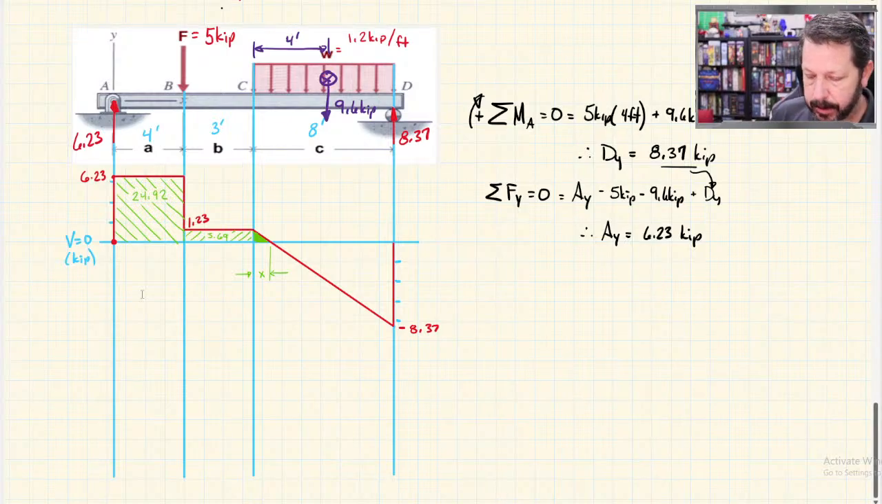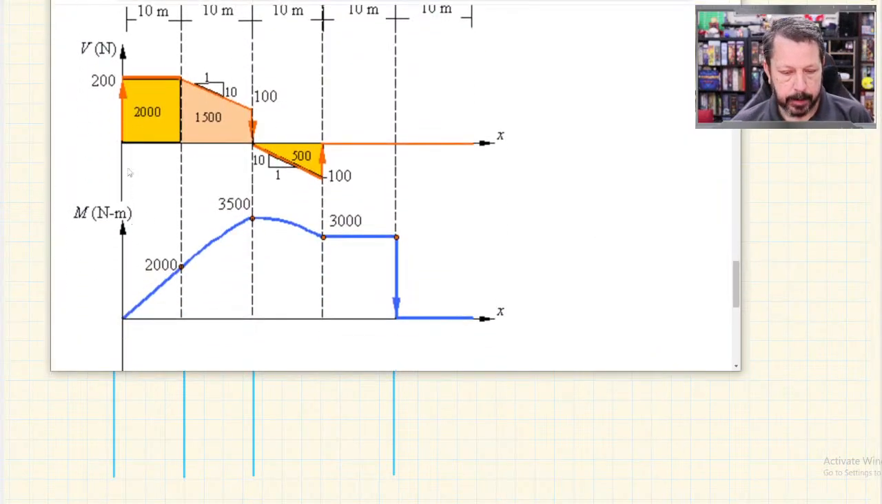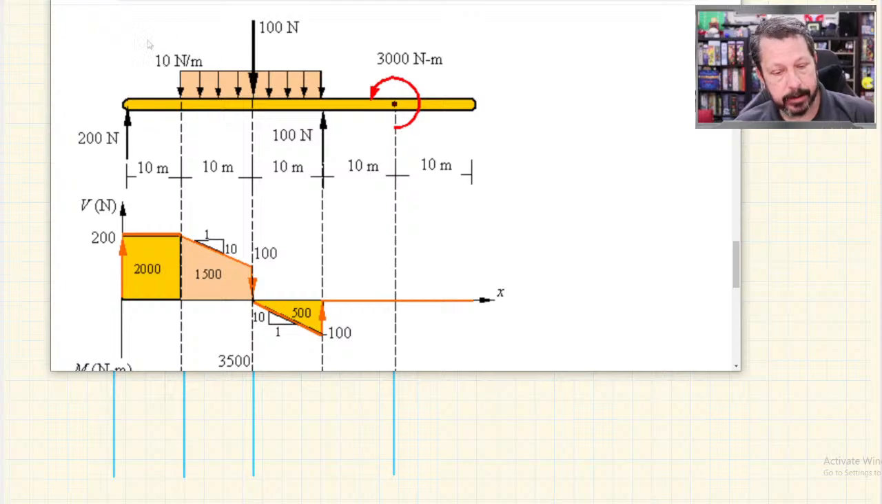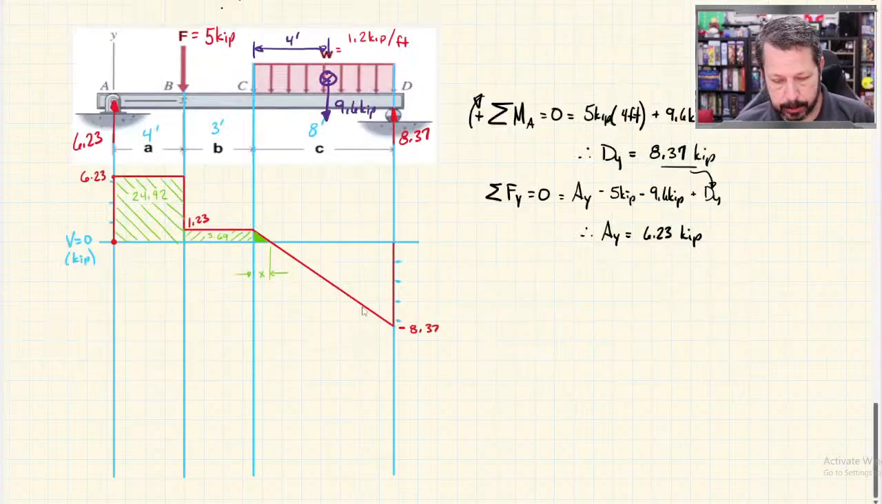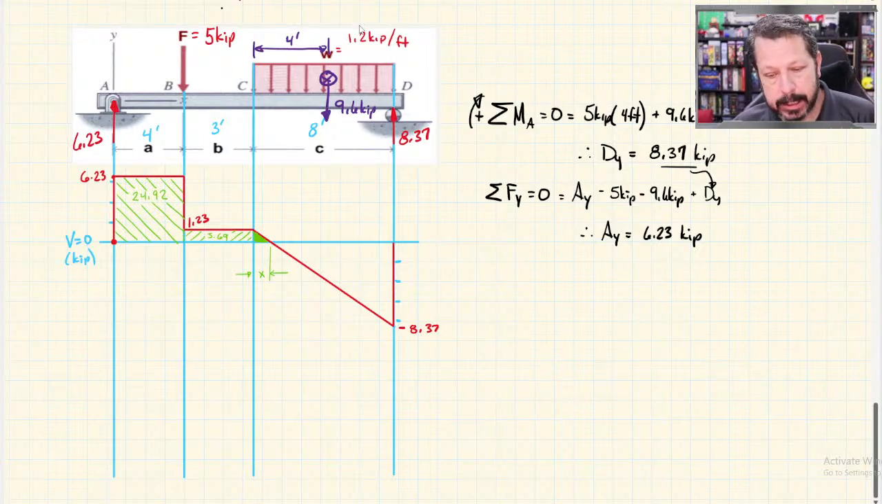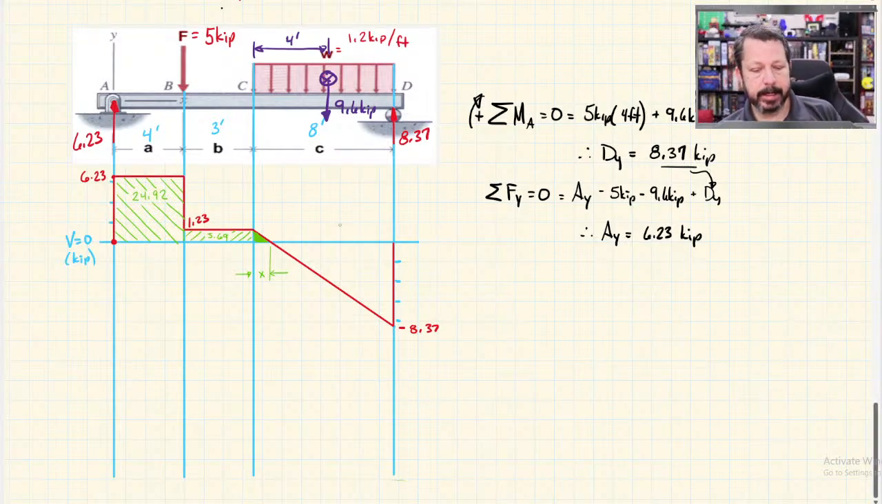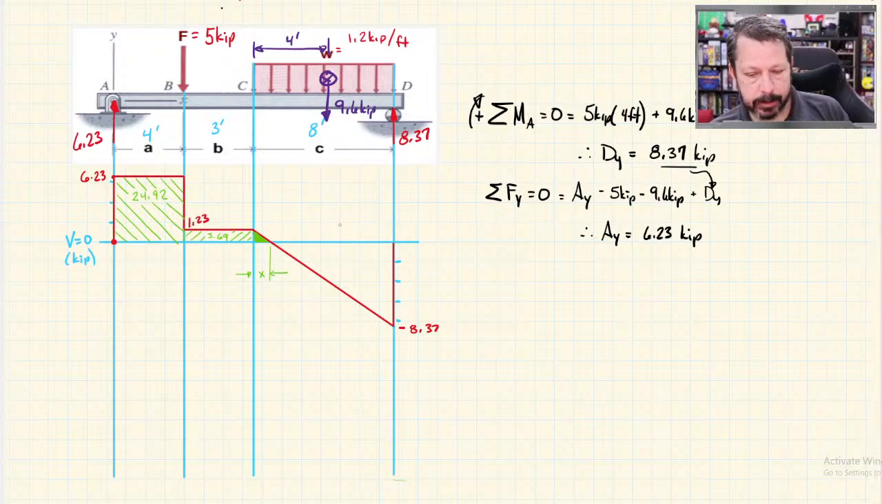So how I do this is it goes back to, remember here, the slope of the line that represents the shear under a distributed load is equal to the value of the distributed load. So this slope is equal to negative 1.2 kips per foot, because it's going downwards. So basically what I have to figure out is I'm at a height of 1.23 kips. How many feet does it take me to get to 0 if my rate is negative 1.2 kips per foot? So I just divide. And it's 1.025.